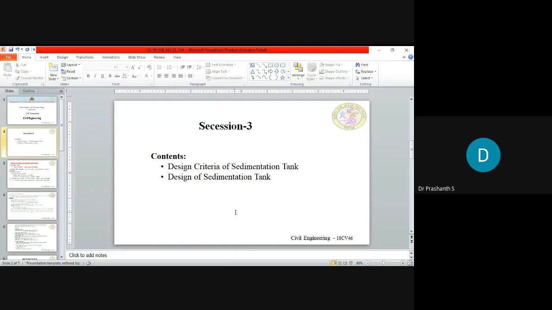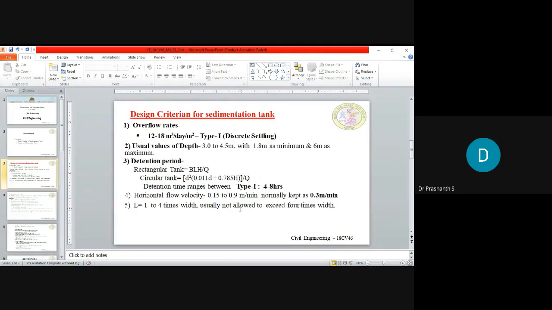What are the design criteria of sedimentation tanks? The main things you have to keep in mind while designing sedimentation tanks are the design criteria. One is the overflow rate, which is 12 to 18 meter cube per day per meter square for type 1 settling. And usually the depth of the tanks is maintained as 3 to 4.5 meter, with 1.8 meter as minimum and 6 meter as maximum. And detention time for type 1 settling is 4 to 8 hours.